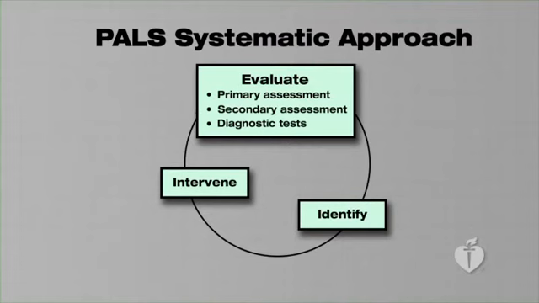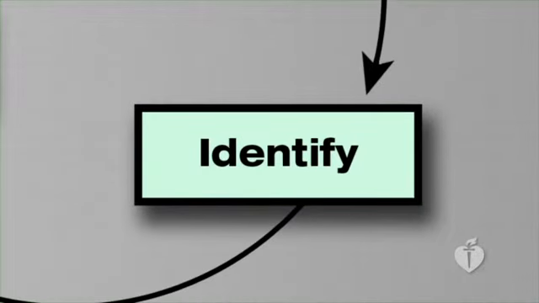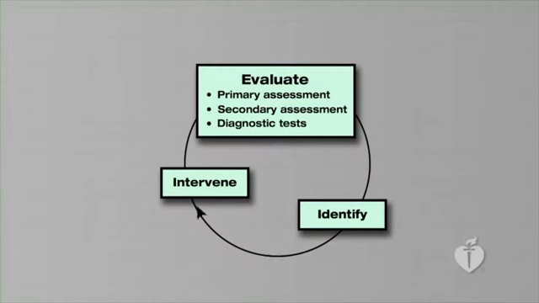Use the evaluate, identify, intervene sequence when caring for a seriously ill or injured child. This will help you to determine the best treatment or intervention at any point. From the information gathered during your evaluation, identify the clinical condition of the child by type and severity. Intervene with appropriate actions. Then repeat the sequence. This process is ongoing.